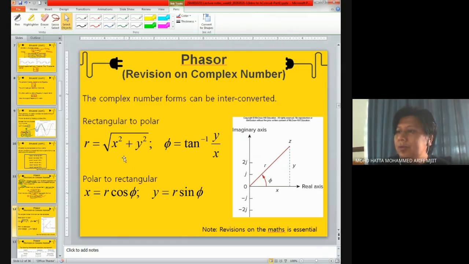If you have rectangular form and you want to convert it into polar form, what you need to do is, for example, for rectangular form we have A equals to X and Y.